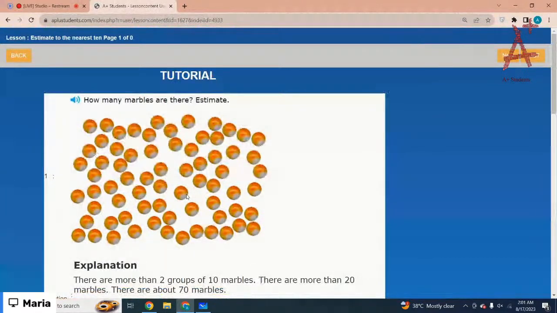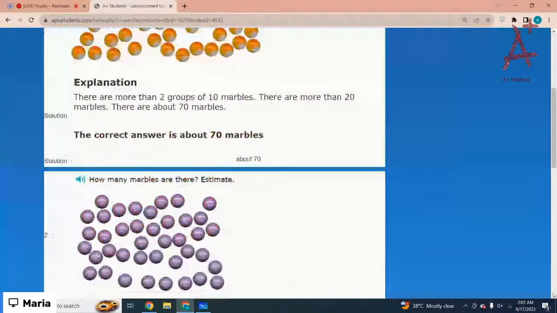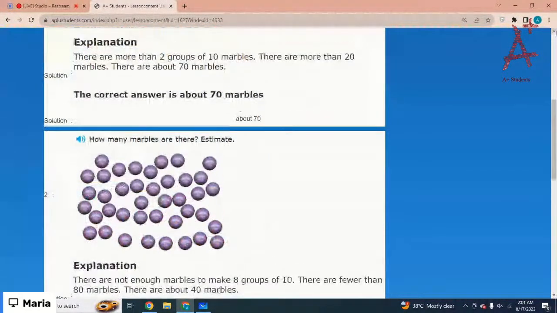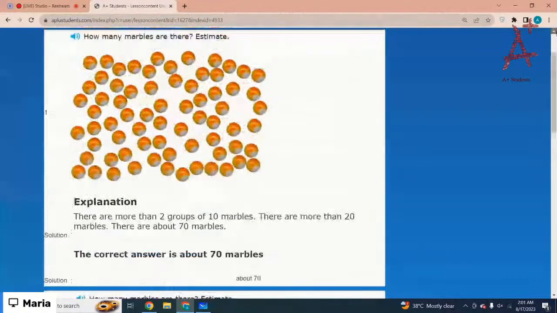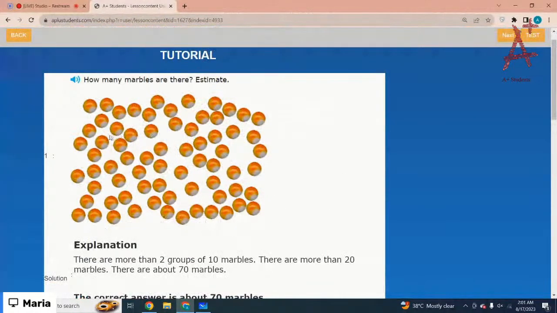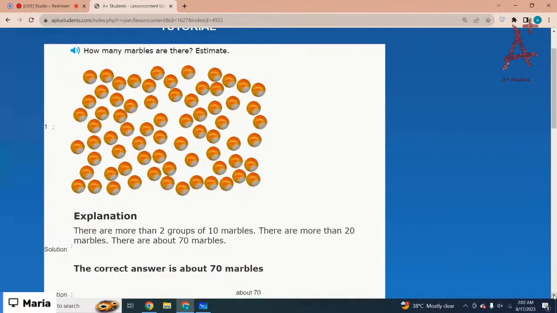There are more than two groups of 10 marbles, right? So that means there are more than 20 marbles. You just have to guess. So there are about 70 marbles. That's not the exact answer, that is just the estimated answer. They are about 70, right? Not exactly 70, but about 70, maybe one less or one more.